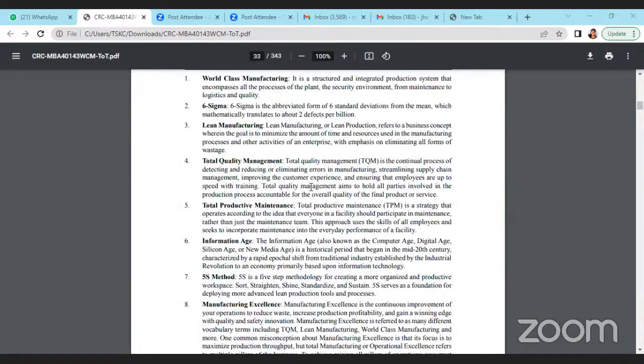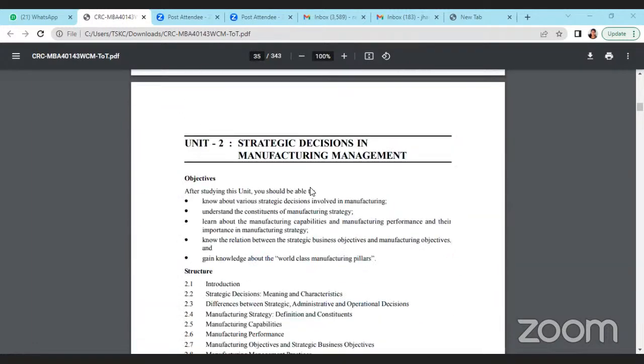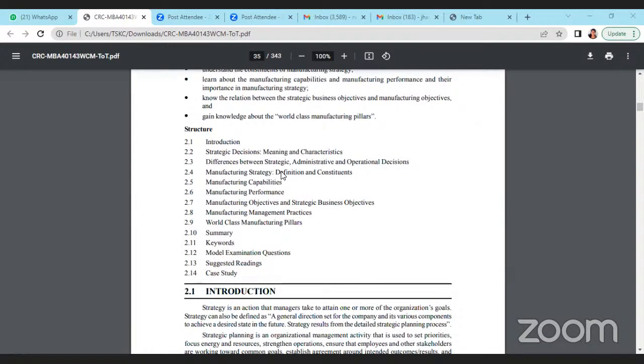So this is about unit 1, and the next one we have is unit 2, strategic decisions in manufacturing management, which we will continue tomorrow.